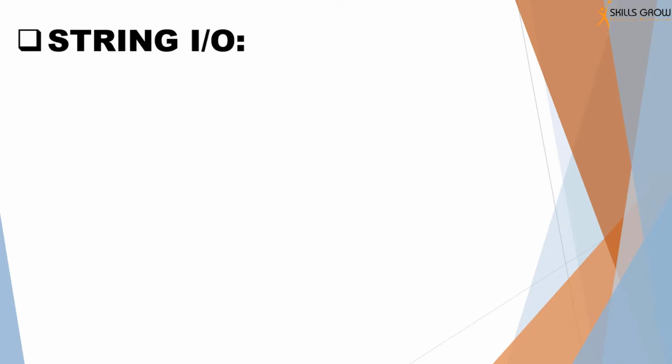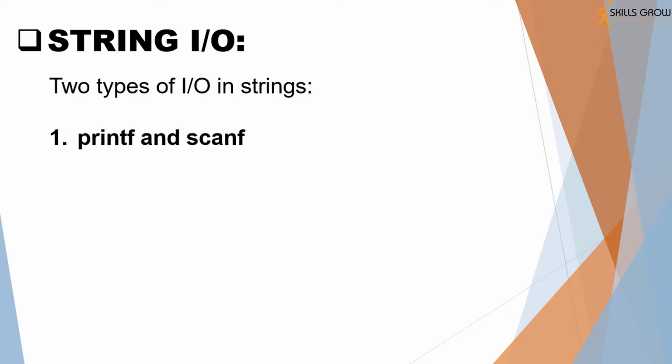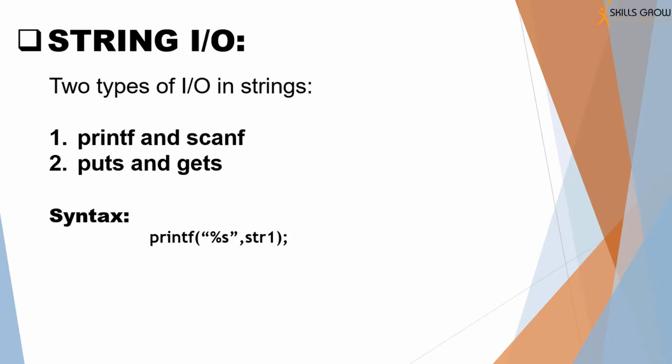String input or output. There are two types of functions for string input or output in C language. They are printf and scanf functions, and puts and gets functions. Printf and scanf functions take only the strings that are before the white space, whereas puts and gets read the entire text line. So these functions are used whenever there is need to take the entire string.